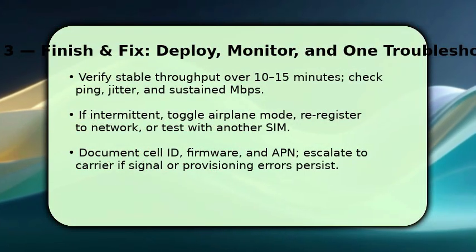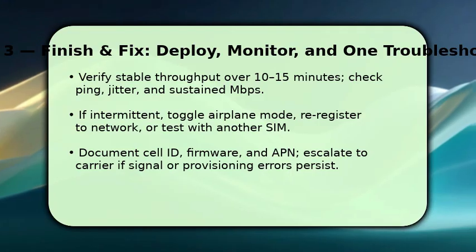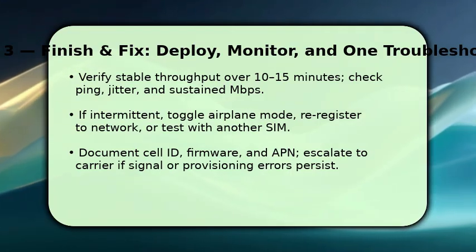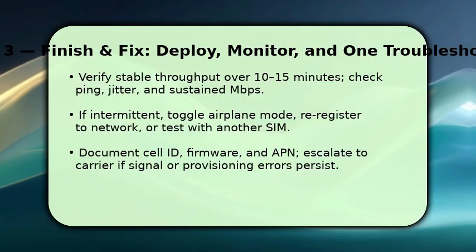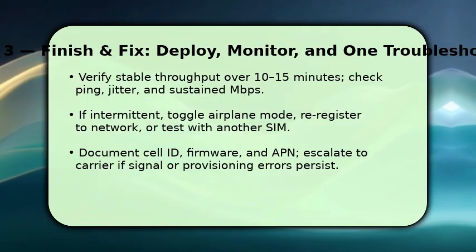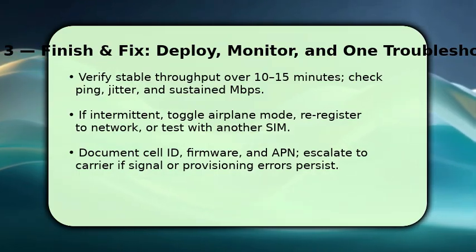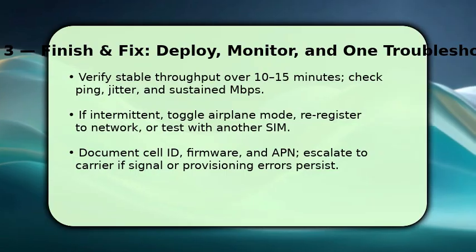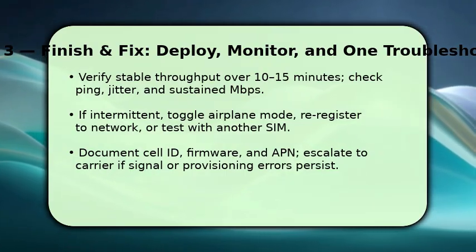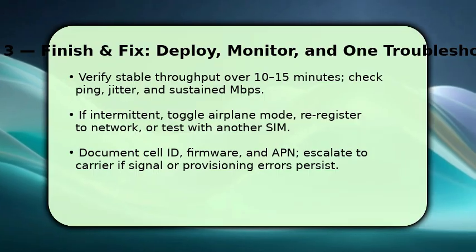Finish by confirming stability. Run a sustained test for 10 to 15 minutes. Watch ping and jitter as well as Mbps because short bursts can mislead. If you see drops, toggle airplane mode to force reattach and then rerun tests. If problems continue, swap SIM into a known good device to isolate hardware versus provisioning.